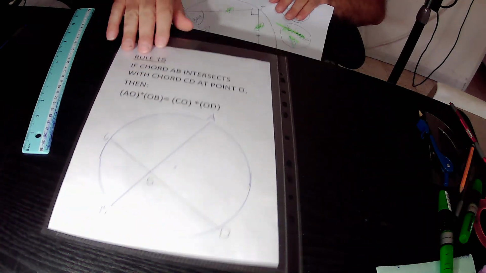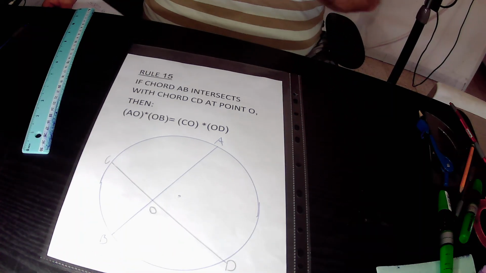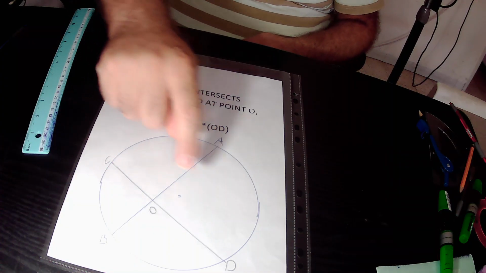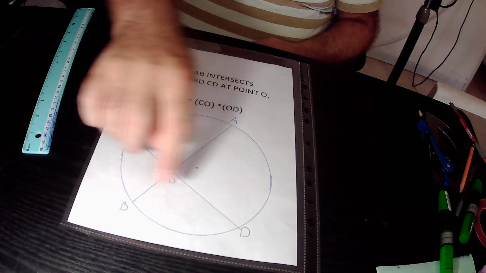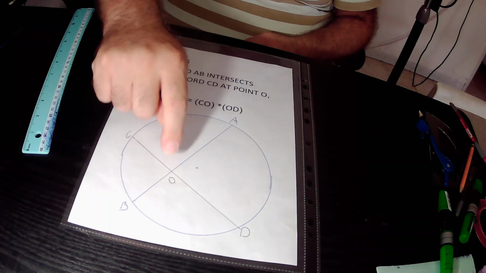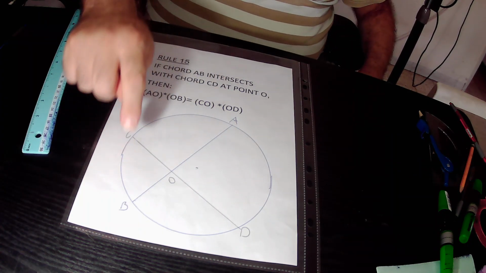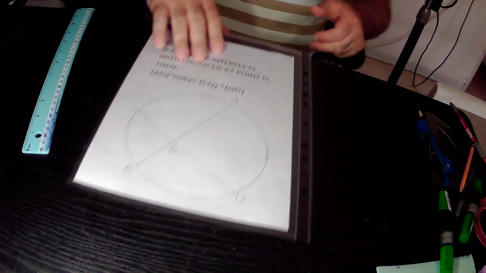According to rule 15, if chord AB intersects with chord CD at point O, then the following equation is true: AO times OB equals CO times OD. So in the drawing we have a circle. This is chord AB that intersects with chord CD at point O. So in this drawing, AO times OB equals CO times OD. So we can implement rule 15 in our drawing.